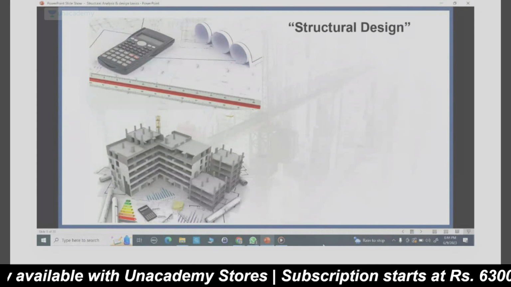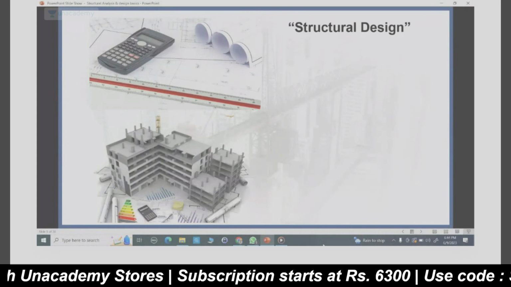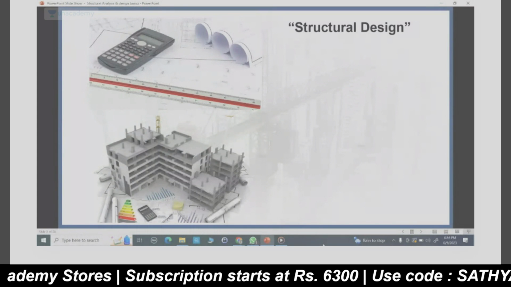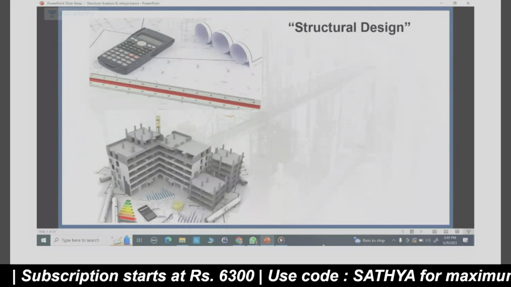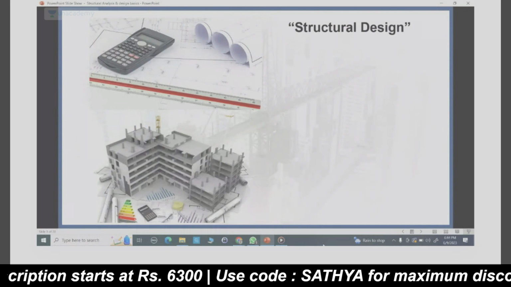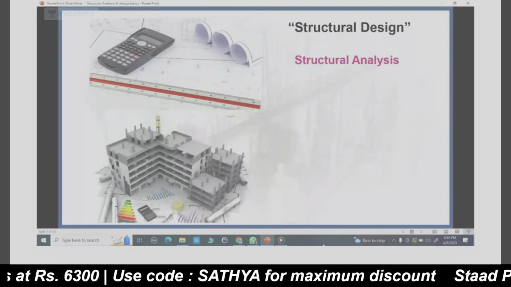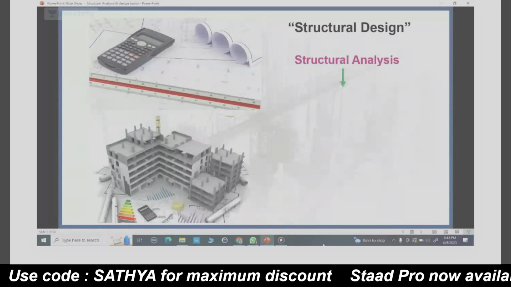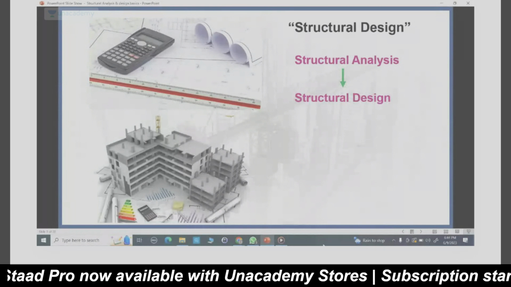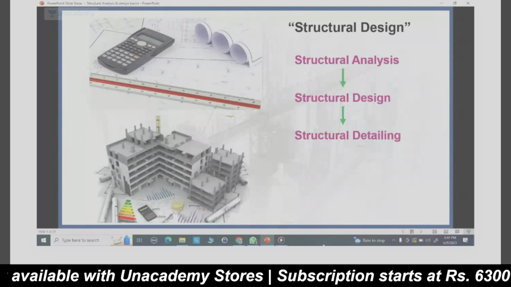So now we know the concept, we know the role of the structural engineer, and we know the overview of the course. So what is the importance of the course? Let's move on to what is structural design. Structural design includes structural analysis, and then it comes to structural design, and then it comes to structural detailing.